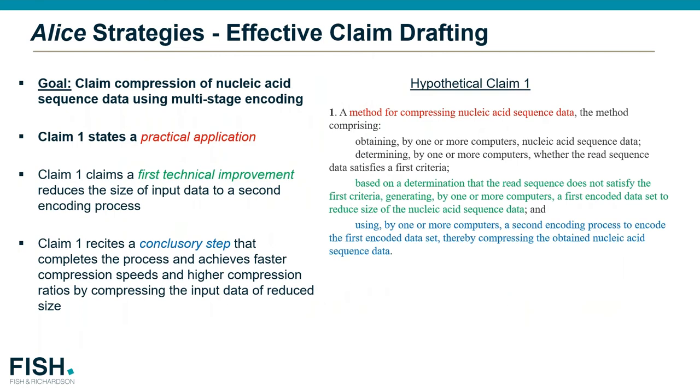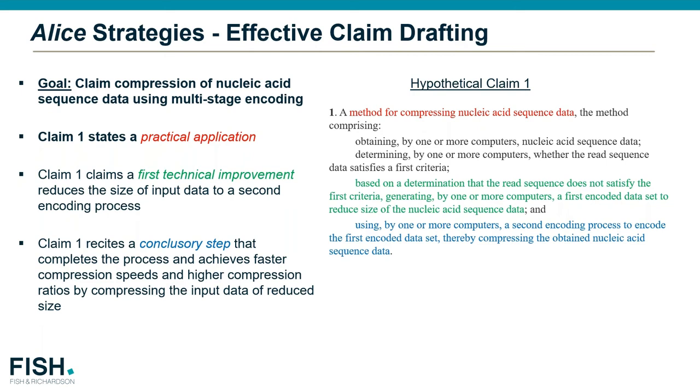Obviously, even though the specification is important, so are the claims. So you want to think of an effective claim strategy. You want to make sure that these things are captured in the claim as well. So you want to claim your practical application. You want to claim at least one technical improvement. And then ideally, you want to draft your claim in a way that brings to a logical conclusion a final step that hopefully embodies or includes your technological improvement and practical application.